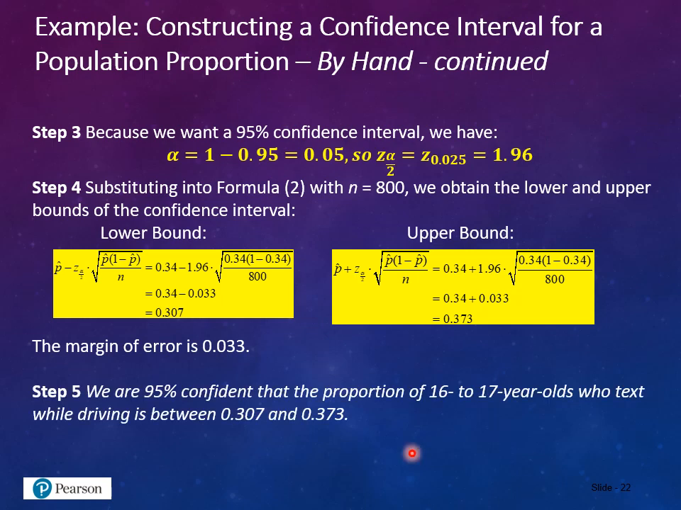So we are 95% confident, that was the parameter we were given, that the proportion of 16 to 17-year-olds, this is the population proportion, is between these two values. So it's between 0.307 and 0.373. So roughly we're saying between 31 and 37% of all teenagers 16 and 17 text while driving.